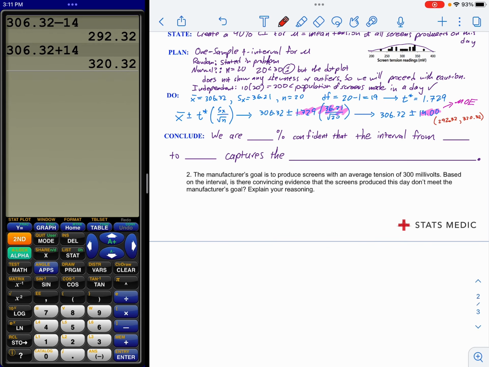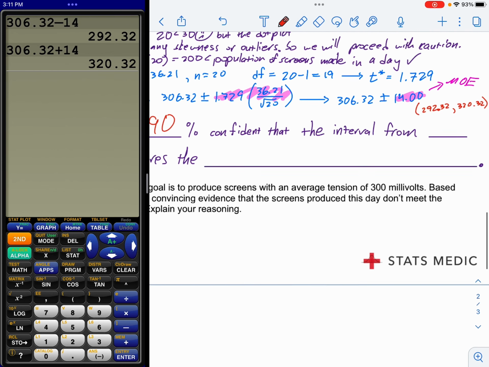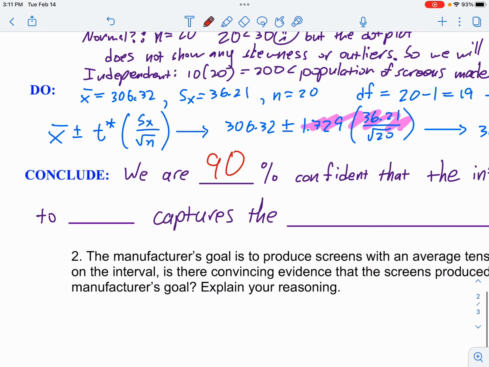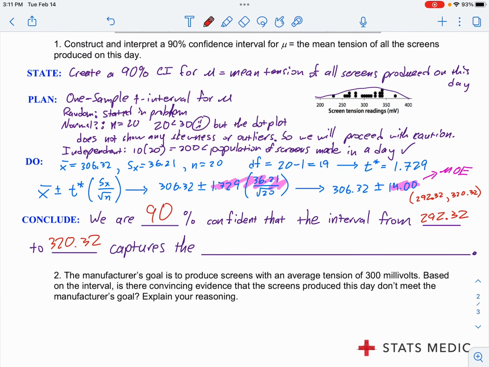Conclude, we can interpret it. So we are 90% confident, and I mixed it up here a bit. I moved the blanks around. I'm doing this just so you can be flexible, because it might be worded differently from one test to the next. So the interval from 292.32 to 320.32 captures what? What are we measuring?